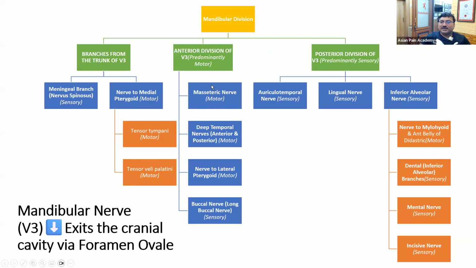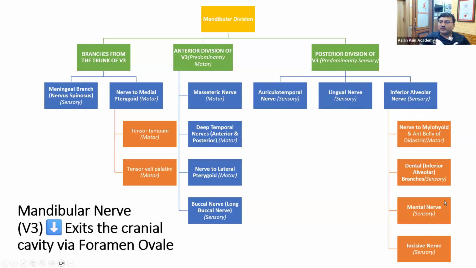The anterior division supplies the masseter, temporal, and the nerve to the lateral pterygoid, and the buccal nerve, which is the only sensory part of it. Whereas the posterior division gives the auriculotemporal nerve, lingual nerve, and inferior alveolar nerve. And from the inferior alveolar nerve, one small branch is only motor, which is supplied to the anterior belly of the digastric and mylohyoid, and all the other divisions are sensory.